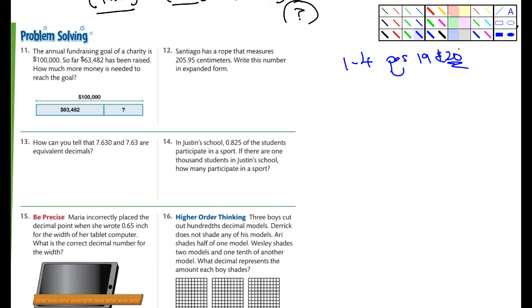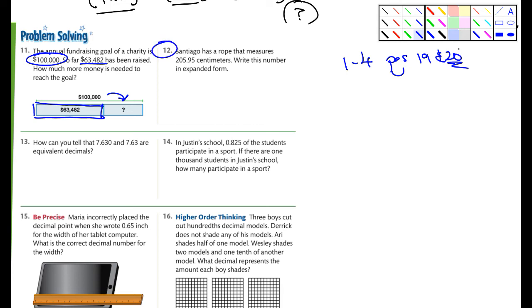So number 11 here, it says the annual fundraising goal of a charity is $100,000. So far, they've raised this much, $63,482 has been raised. How much more money is needed to reach the goal? Well, they kind of give you a model here. So this is how much they've raised so far, and this is how much more they have to raise. Well, what's the difference? So this is a simple subtraction problem. You're going to subtract this much from $100,000, and you guys should be able to do that. I won't worry about that.